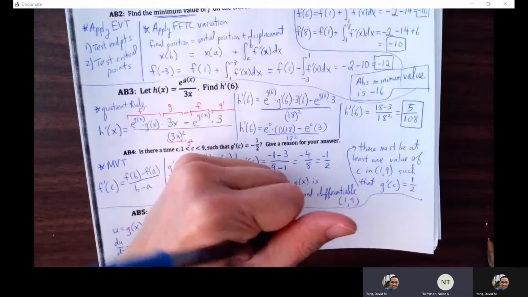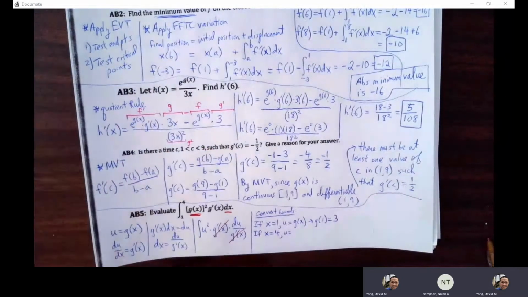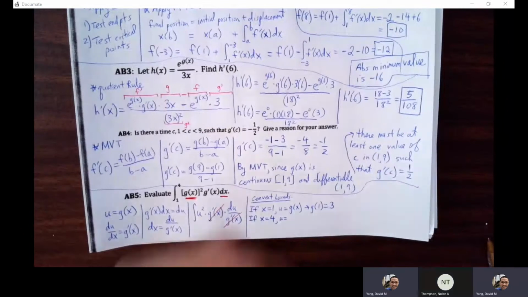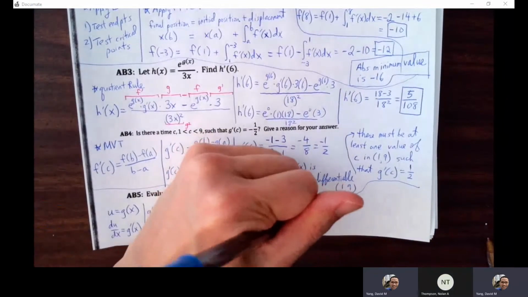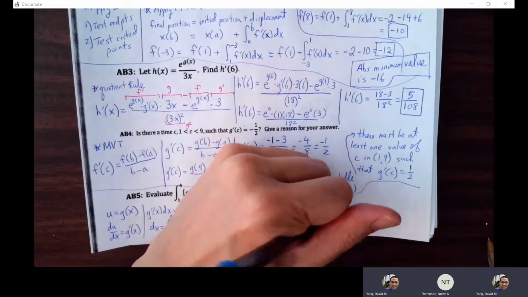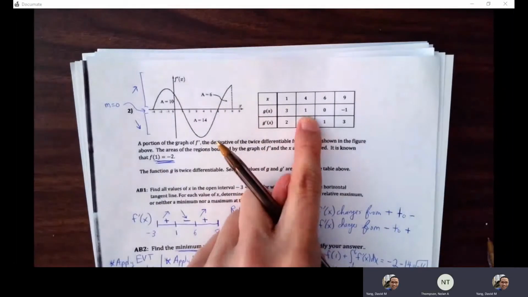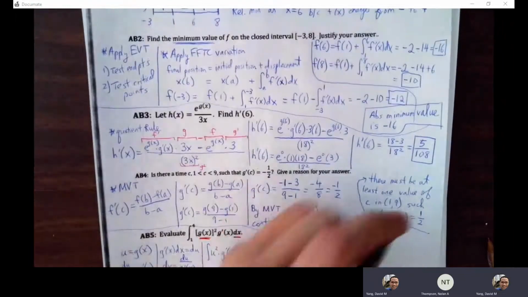But is it not -1 on the thing? Oh, it is just 1. Okay, I wrote -1 by accident. Oh, I see. Yeah, so it's just positive 1. G of x. And g of 4. G4 equals 1.